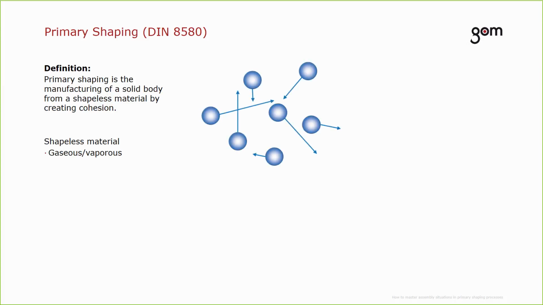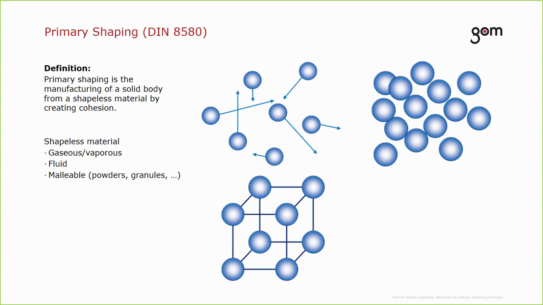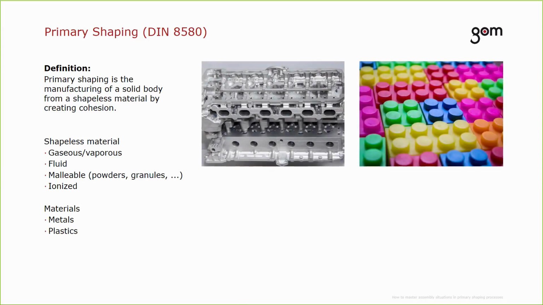The definition states that primary shaping is the manufacturing of a solid body from a shapeless material by creating cohesion. And the shapeless material used can be in different states. Gaseous or vaporous, like for example for depositing thin films of metal from a vapor phase. Fluid, like for casting. Malleable, like for injection molding, or even ionized, like for galvanizing. Primary shaping processes are a very important category of manufacturing processes because many different materials can be processed, such as metals, plastics, or ceramics.